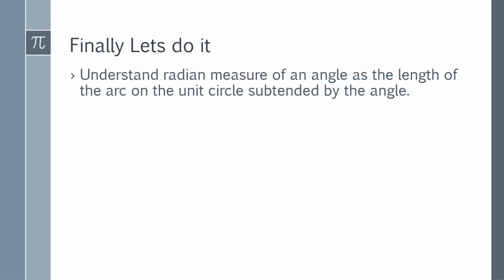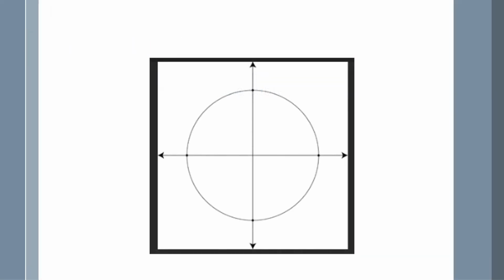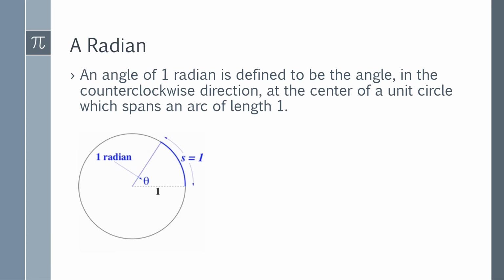Alright, let's finally do it. So let's understand radian measure of an angle as the length of an arc on a unit circle subtended by the angle. But before we get into all of this, if this is a circle that we're going to create, we got some other things that we need to contend with, such as dealing with a radian.